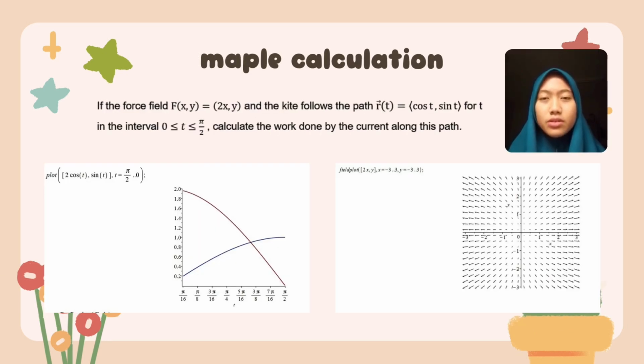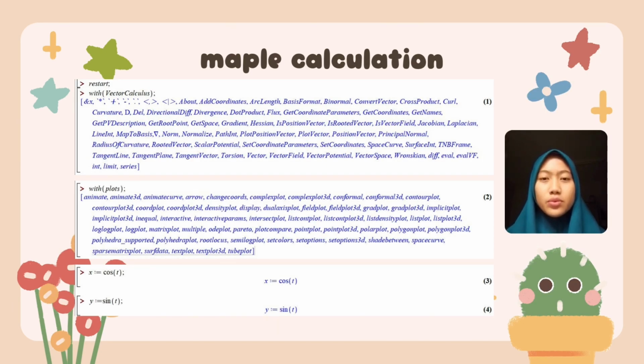Lastly, I will explain the Maple calculation for question 2. This is the plotted graph for question 2 using Maple software. The first step is we need to call the restart command, then with vector calculus and with plot commands, so that we can use mathematical symbols and plot the graph easily. Then we need to state x equals cos t and y equals sin t, so that we can insert into r.